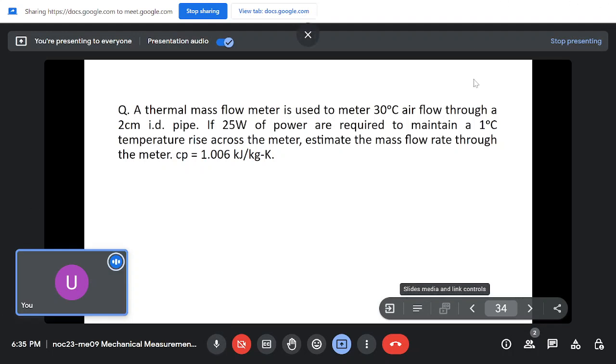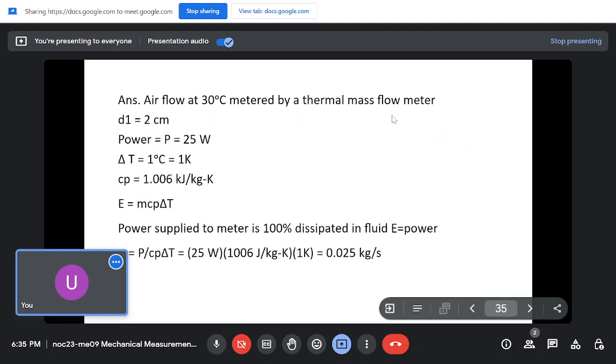So in this case, we are using a thermal type measurement, and we have been given the inlet conditions for air as 30 degrees Celsius. Cp is given as 1.006, and we also know that the inner diameter of the pipe is 2 centimeter. We know the power consumed by the thermal mass flow meter is 25 watts, and the temperature difference is 1 degree Celsius.